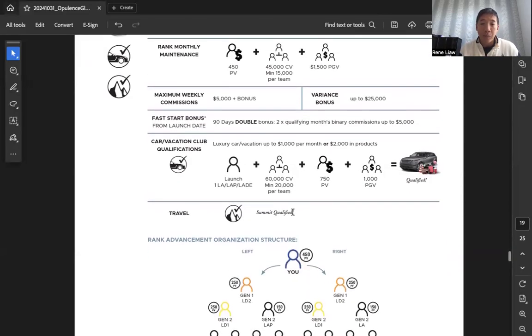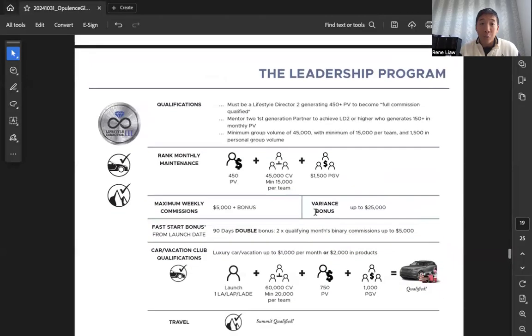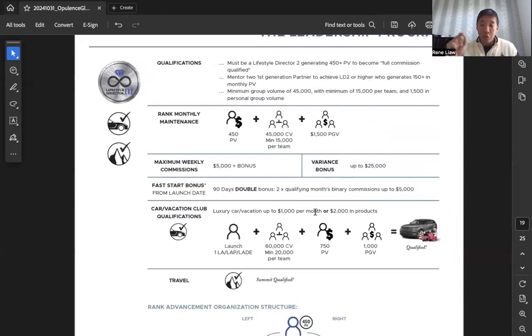But now, of course, you're summit qualified. So all of our LD3s are actually going to Dubai for free in 2026. So again, you want to make sure that you can ideally get to LD3 at least, because now your plane ticket, your hotel, your conference ticket, everything is paid for you when you go to Dubai. And that's going to be a really exciting time, celebrating the 20th year anniversary, of course, for Opulence Global.